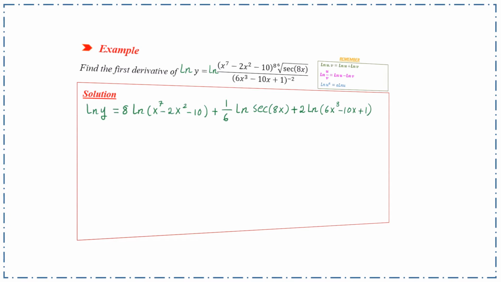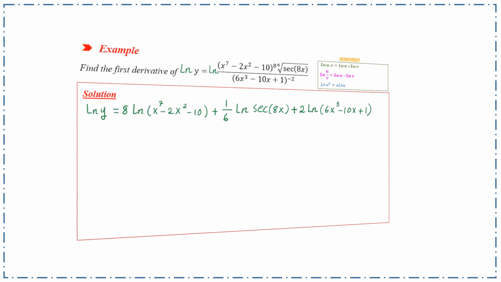On the left hand side we have ln y, so you have to find the first derivative for the left hand side and right hand side. And since we have a function in terms of y on the left hand side, you have to use implicit differentiation. So when you find the first derivative, you have to multiply by y prime.